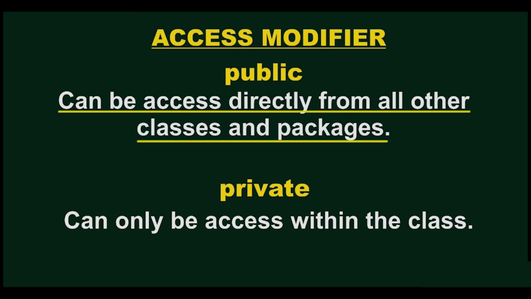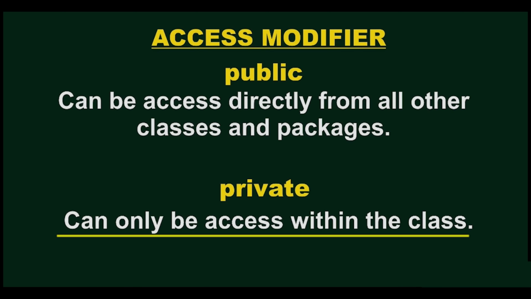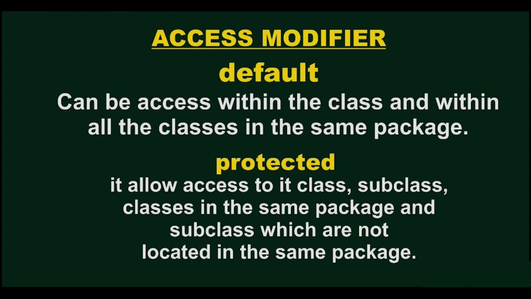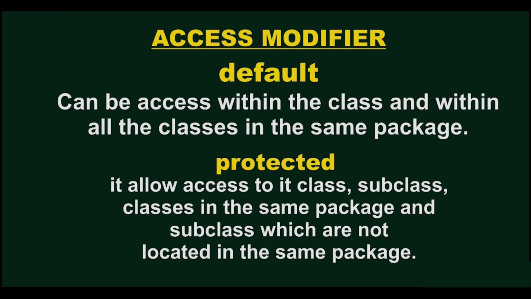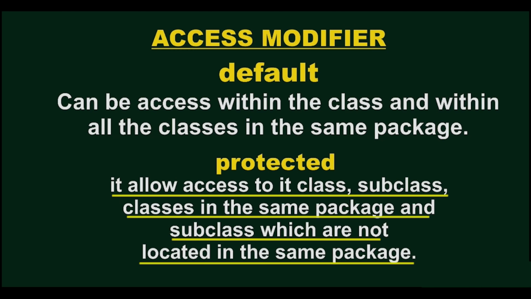Public access modifier can be accessed directly from all other classes and packages. Private access modifier can only be accessed within the class. Default can be accessed within the class and within all the classes in the same package. Protected allows access to its class, subclass, classes in the same package, and subclasses which are not located in the same package.